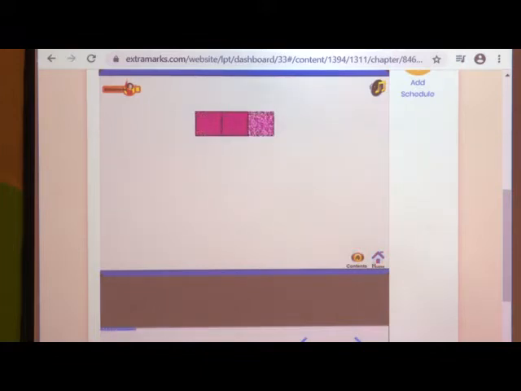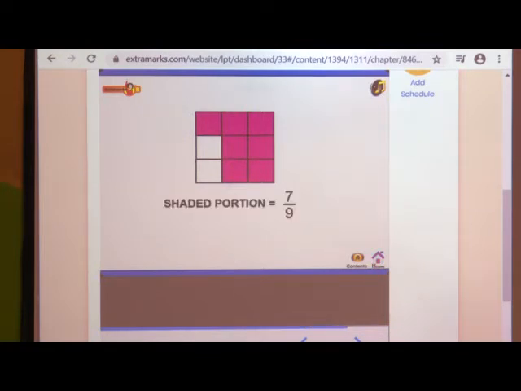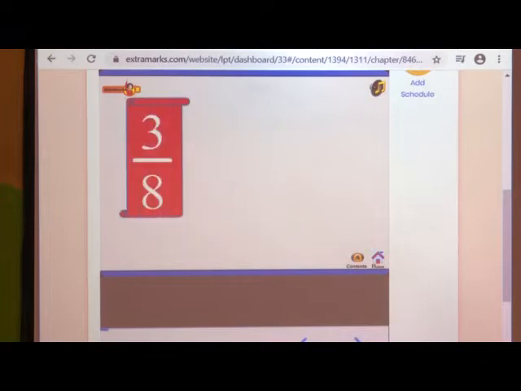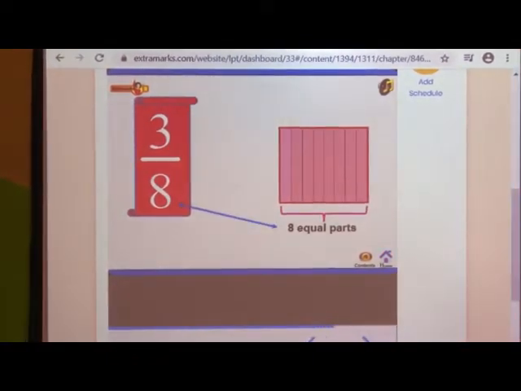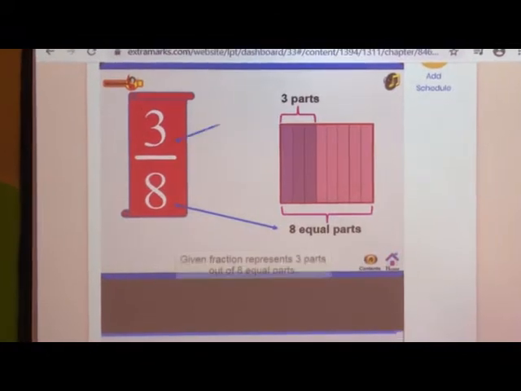Now, let's observe the shaded portion in the given figure. Here, shaded portion is equal to 7 upon 9, or we can say 7 out of 9 parts are shaded. Observe how we represent a fraction. Divide the whole part of the rectangle into 8 equal parts and shade the 3 parts out of it.